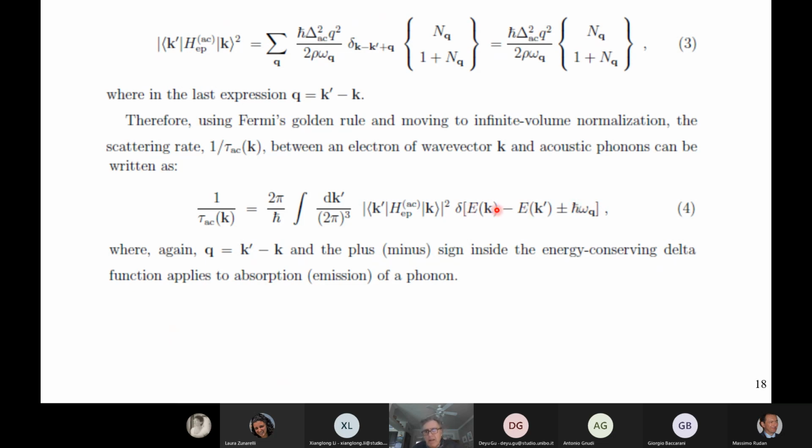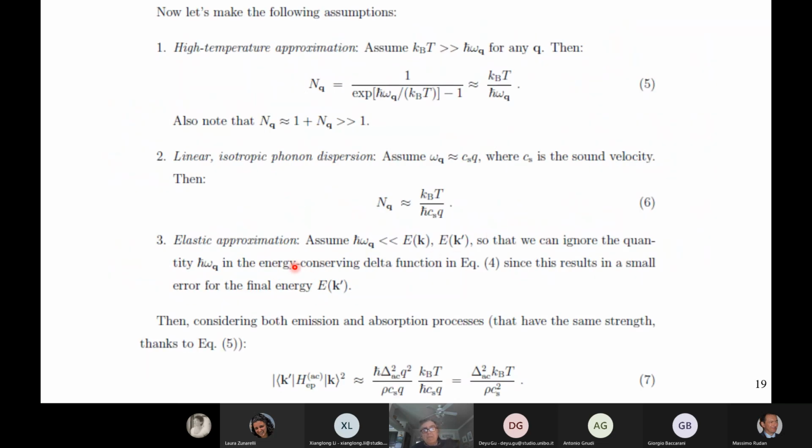Well, E and E_k' are of the order of kT. Particularly if you calculate the mobility, for example, it's really the electrons at the Fermi energy that matter. So in either case, if we neglect this term here, we don't make a big mistake. And therefore, one assumes that the interaction is elastic. So there is no energy exchange, okay?